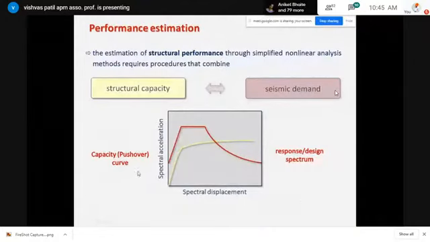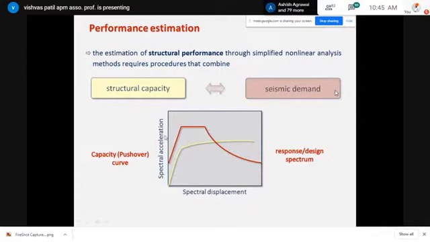Which are those curves? First is what is called the capacity spectrum curve. I am not saying capacity curve, it is now the capacity spectrum. And this is called the demand spectrum. I am not saying it is a demand curve. It is a response spectrum, but it is called a demand curve.